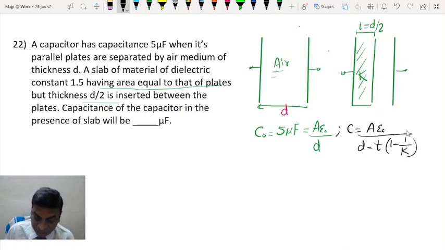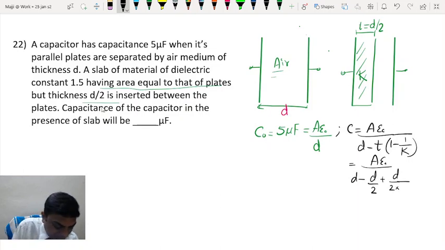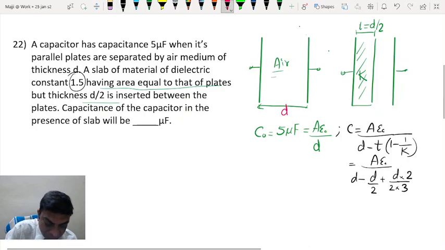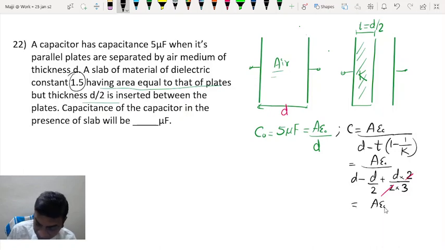You are supposed to memorize this result, students. So here t is d by 2. I'll open this bracket: d minus d by 2 plus d by 2 into K. K is 1.5. I am going to write 1.5 as 3 by 2. So 2 gets cancelled. Then we are left with A epsilon 0 upon d by 2 plus d by 3. That is 6 A epsilon 0 by 5d.